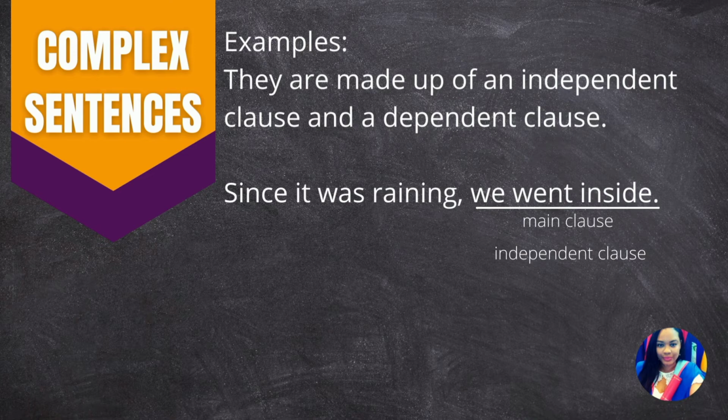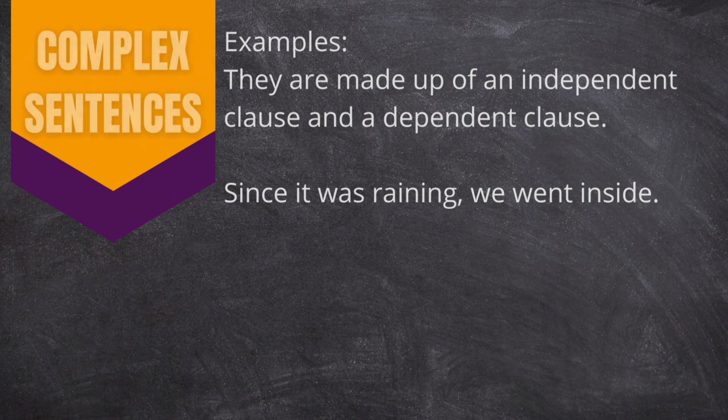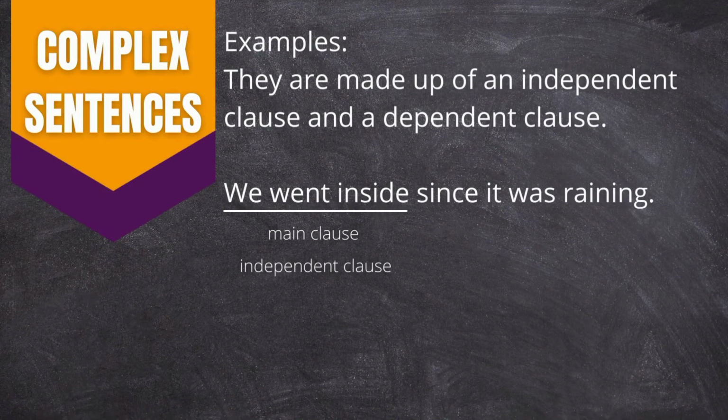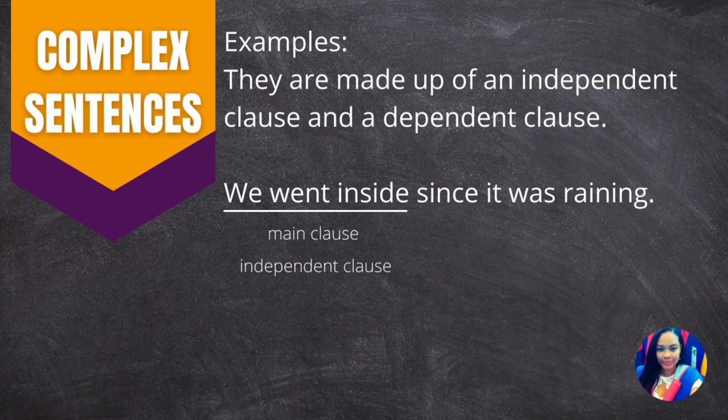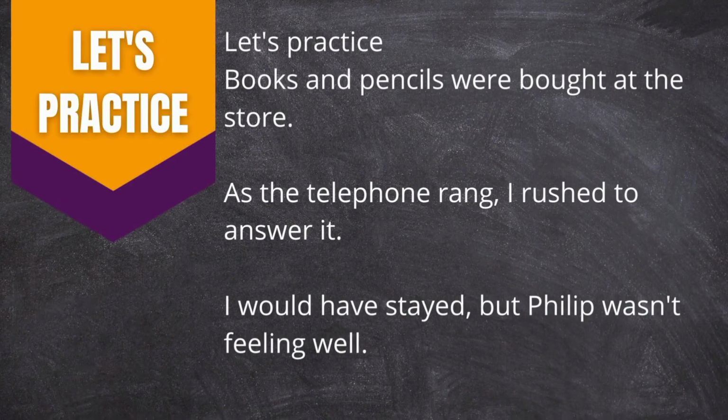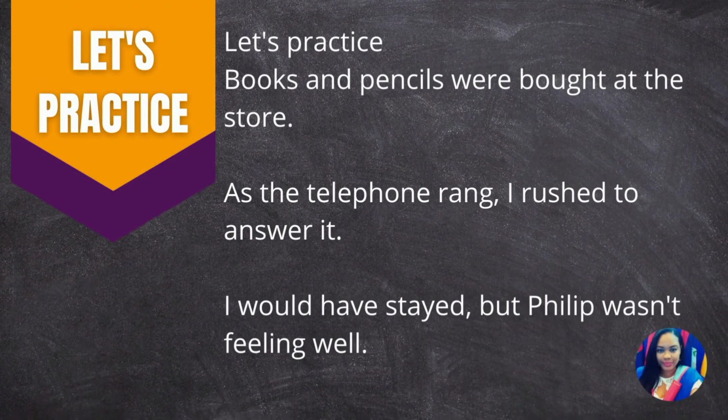If the dependent clause begins the sentence, the clause ends with a comma. We can choose to switch the order of the clauses. The only change would be in punctuation. We went inside since it was raining. Since the dependent clause is no longer at the beginning of the sentence, there is no need to use a comma. Let's practice identifying simple, compound, and complex sentences.